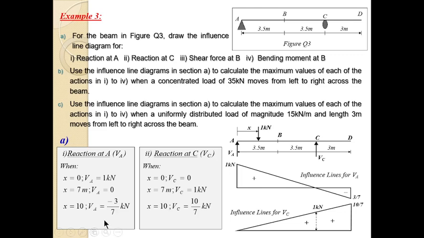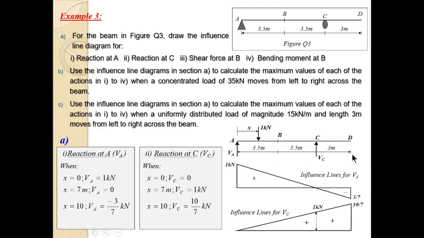So with this information, we can plot the influence line for reaction at support A. When x equals 0, VA is 1, so at this point VA is 1. When x equals 7, VA is 0, so at this point VA is 0. When x equals 10, VA is minus 3 over 7. Minus 3 over 7 is downward. If we plot it, this is what we will have. So this is the influence line for reaction at A. In the same way, we can go for reaction at C.